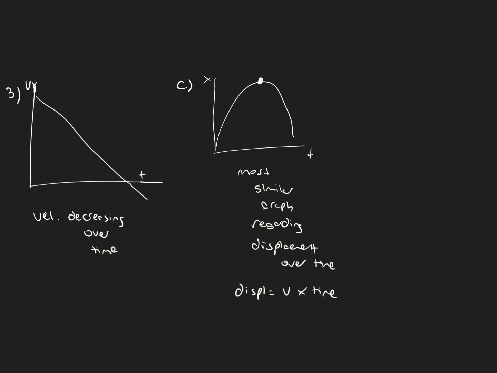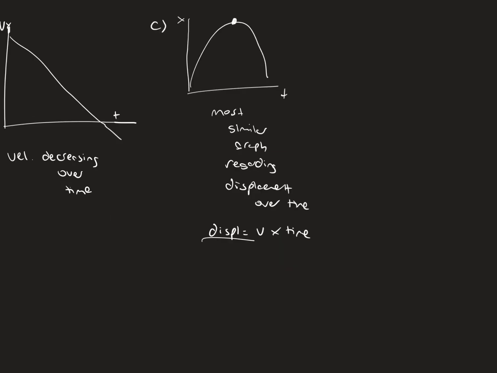So that means that in this case, this graph is going to be more similar regarding the displacement over time. So as time goes by, the velocity is going to increase. At a certain point, it's going to decrease. As we know, the displacement is going to be the velocity times time.